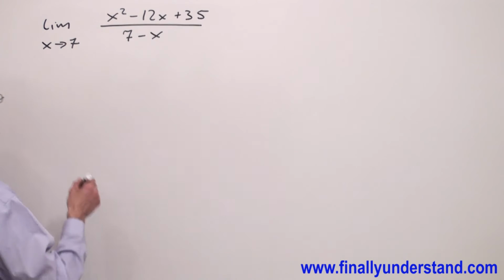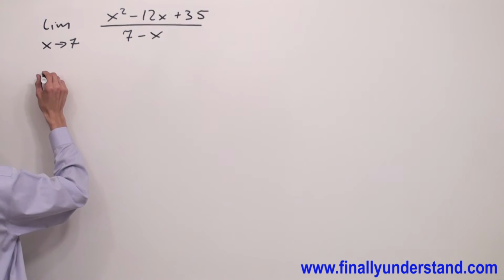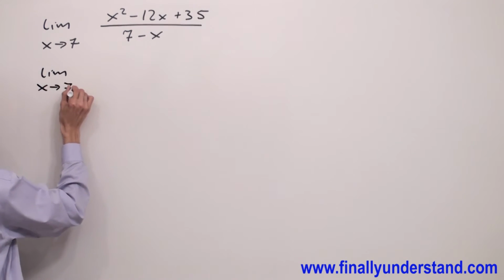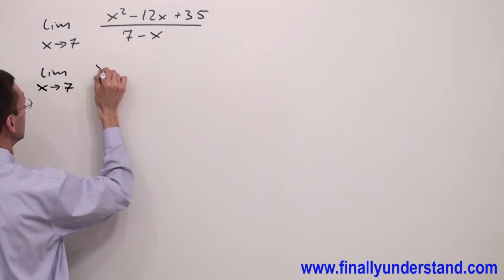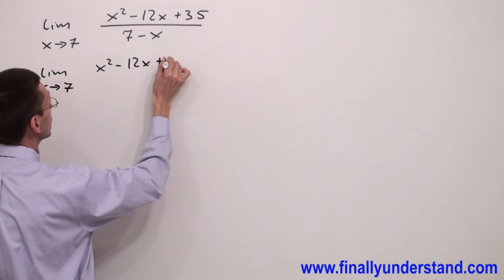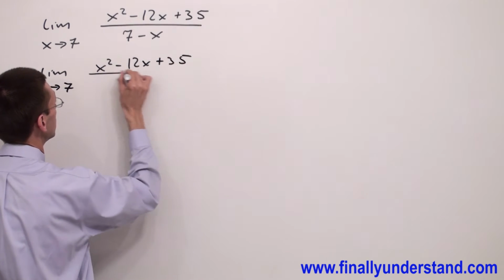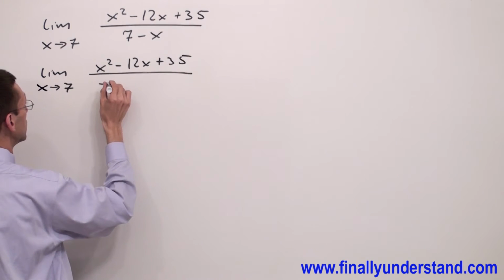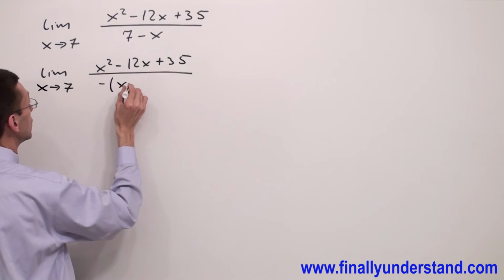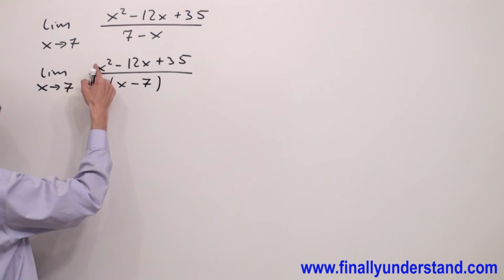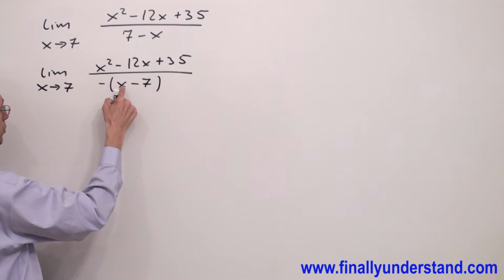In my numerator, my x is always at the first position, and in my denominator, x is on the second position. So what I used to do, I simply rewrite this problem as limit x approaches 7, copy numerator, x squared minus 12x plus 35, and rewrite denominator as, I'm going to factorize negative sign, x minus 7. Because I have x first in my numerator, I'm going to keep x first in the denominator too.